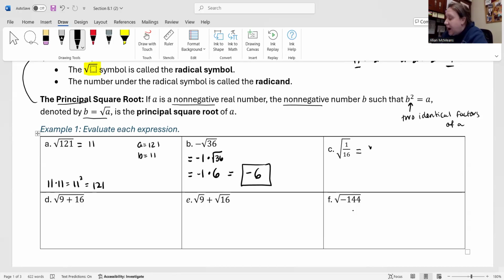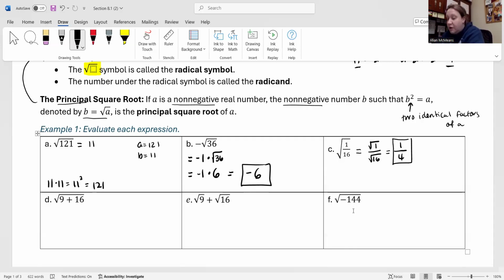If I have a radical with a fraction under the radical, I can split the fraction into two pieces. I can basically apply the radical to each part of the fraction. So I can find the square root of 1 and the square root of 16 separately. Now the square root of 1 is just 1, because 1 times 1, or 1 squared, is 1. That's kind of a mouthful, but we know the square root of 1 is just 1. And then the square root of 16 is 4 because 4 times 4 is 16. So this simplifies to just 1/4.